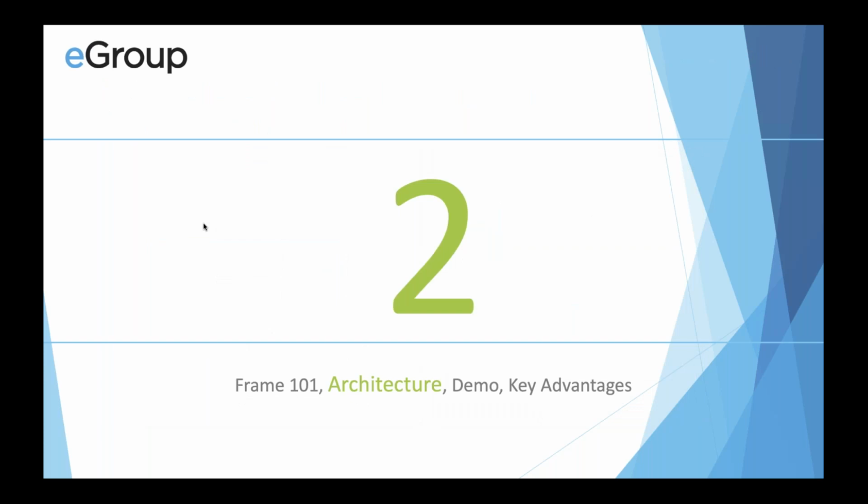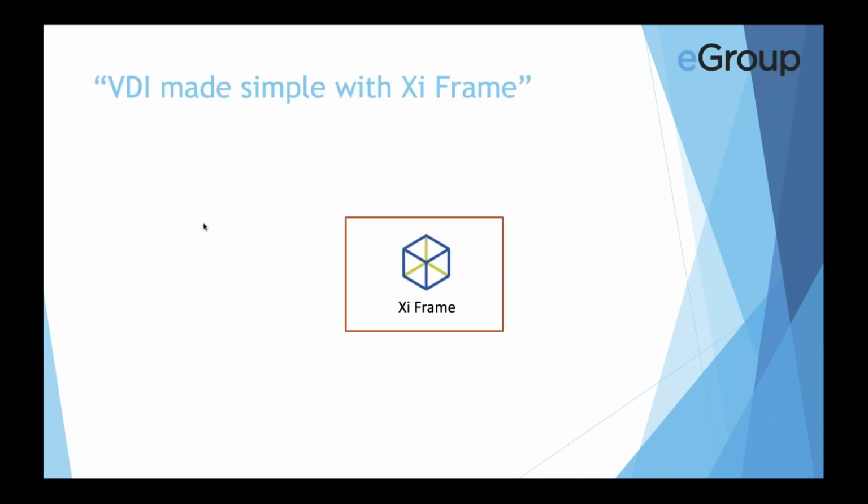So let's look at the architecture for Frame and see where this starts to diverge from different on-prem solutions today, such as Citrix XenDesktop and XenApp, or Citrix Apps and Desktops as it's now called, and Horizon View from VMware. See where it starts to differentiate. So one, VDI made very simple.